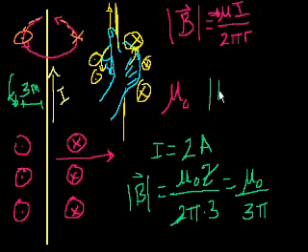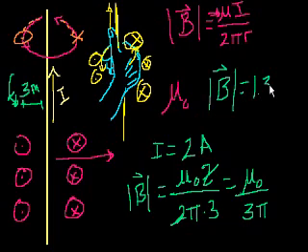It's going to be in Teslas. The magnetic field is going to be equal to 1.3 times 10 to the minus 7th Teslas. So it's a fairly weak magnetic field, and that's why you don't have metal objects being thrown around by the wires behind your television set.